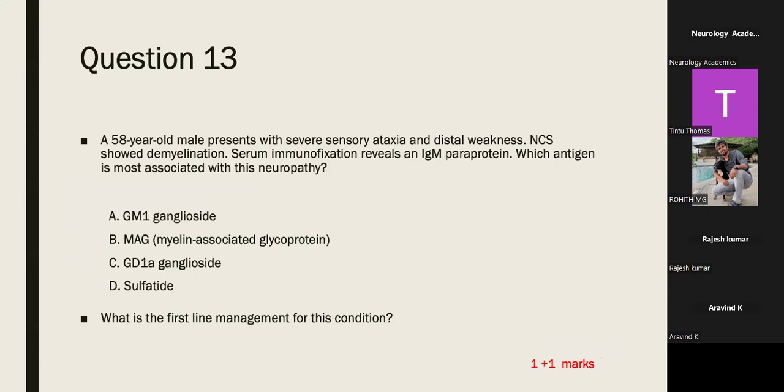Next question is, a 58-year-old male who presented with severe sensory ataxia and distal weakness. Nerve conduction showed demyelination. Serum immunofixation reveals an IgM paraprotein. Which antigen is most associated with this kind of neuropathy? Options are GM1 ganglioside, MAG, GD1a ganglioside, sulfatide. And what is the first line management for this condition?